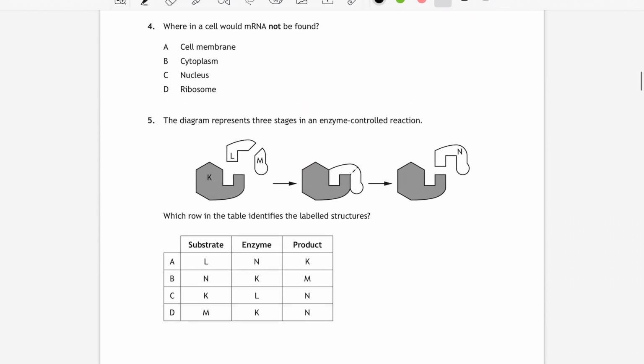Where in a cell would mRNA not be found? That's question 4.